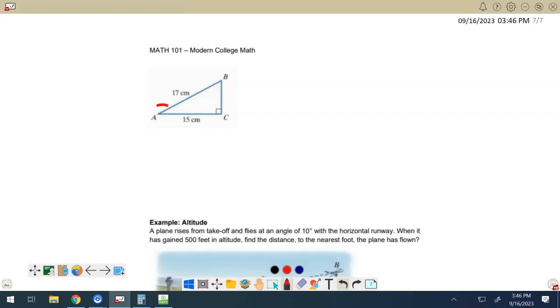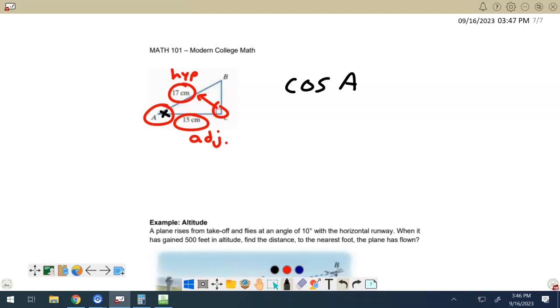We want to find the measure of angle A. This time, the information we're provided are the 15, which is actually not the opposite this time, it's the adjacent, and the 17, which is the hypotenuse. Again, we know that because it's opposite the 90-degree angle. So we need a formula that relates the angle, which I will call x, to the adjacent and the hypotenuse sides of the triangle. That formula is the cosine formula, adjacent over hypotenuse.